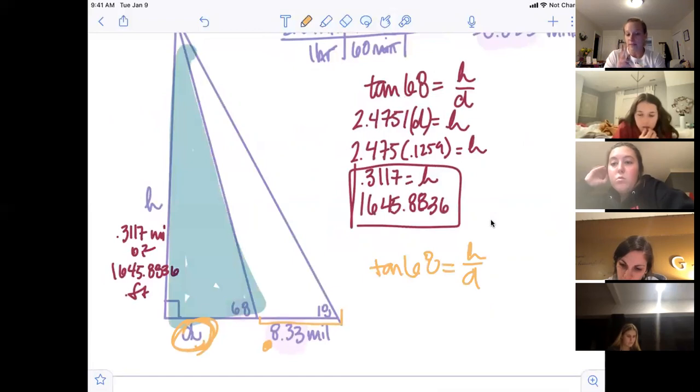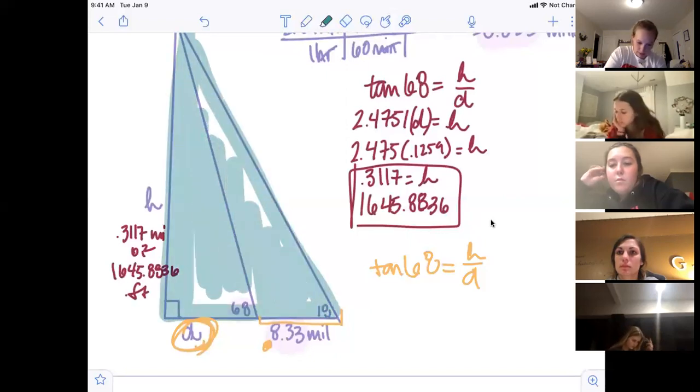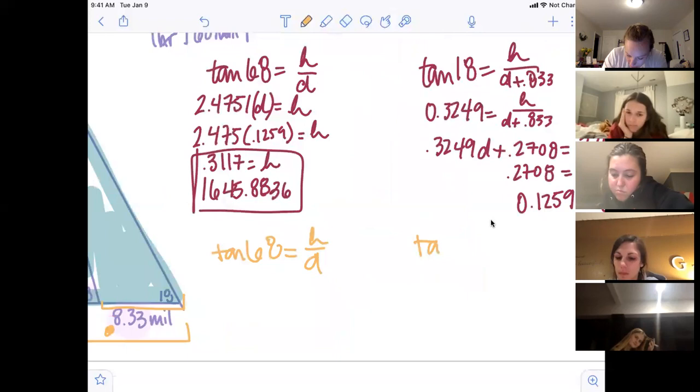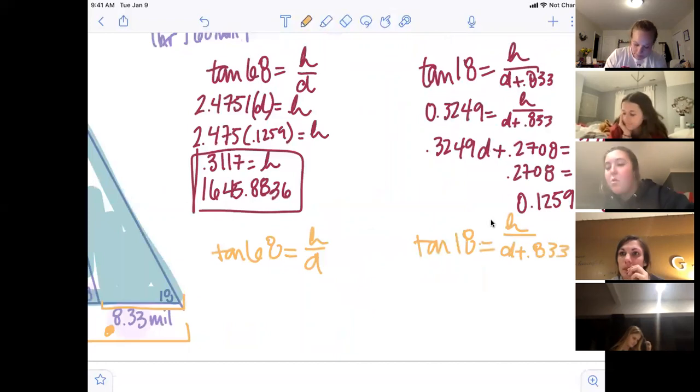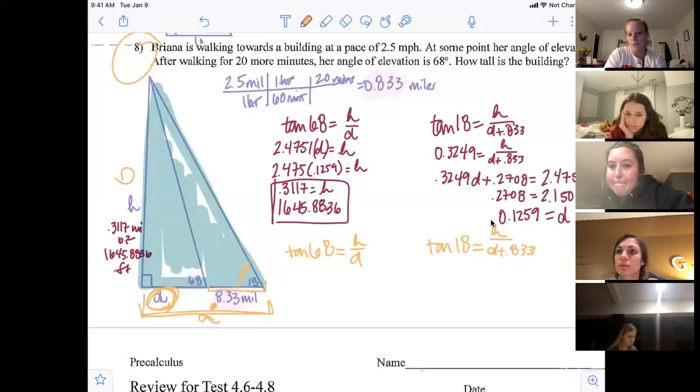I can't solve that though because I've got two variables. So the minute I see I have two variables, I need to look at the big triangle now. So now I'm going to do tan of 18 equals H over this whole denominator, or this whole bottom. Tan of 18 equals H over X plus, or D plus, I keep changing my variable, 0.833. So again, we can't just do this long skinny triangle. We don't have the tools to do a not right triangle. So we have to use the right triangle. And so if I've got 18, my opposite is H, and then my adjacent is D plus 0.833.